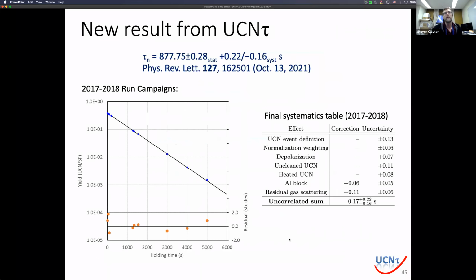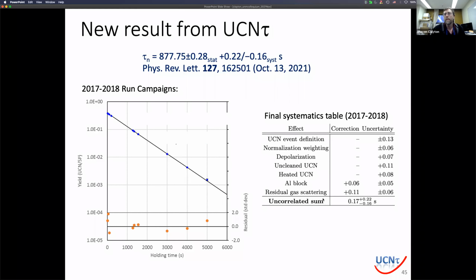More recently, actually very recently, published on October 13th, is our new result. And this is now by far the most precise single measurement. And it still has the quality that our systematic corrections are very small. The only corrections we had were from residual gas scattering, and we actually think that's pretty accurate. But that's only a third of our statistical uncertainty at the moment, and we can furthermore make that better.